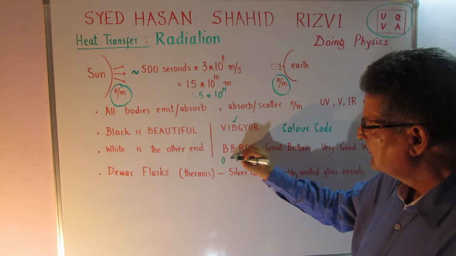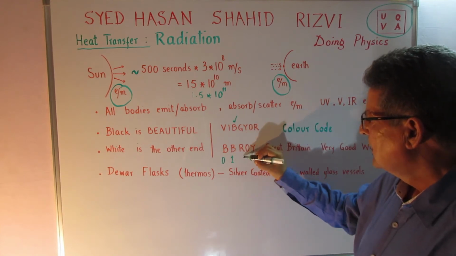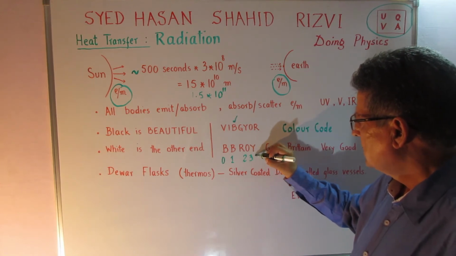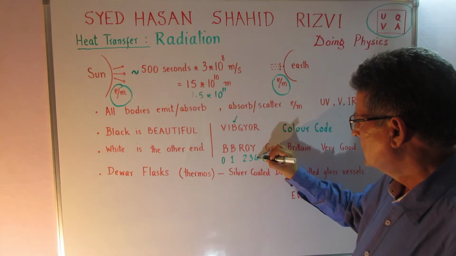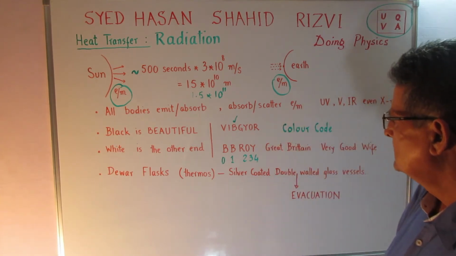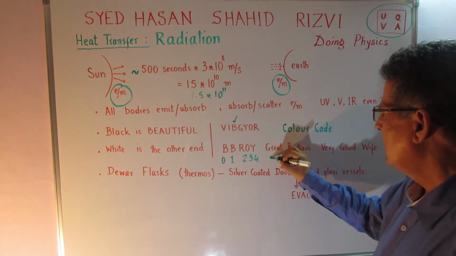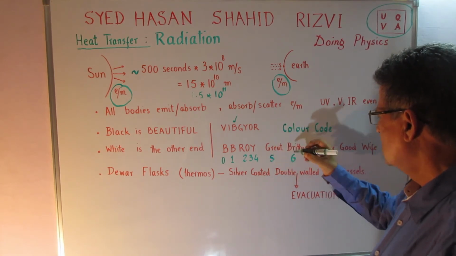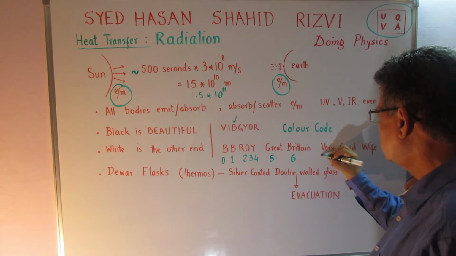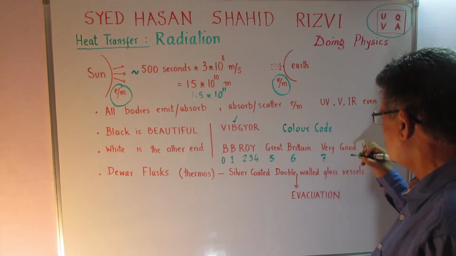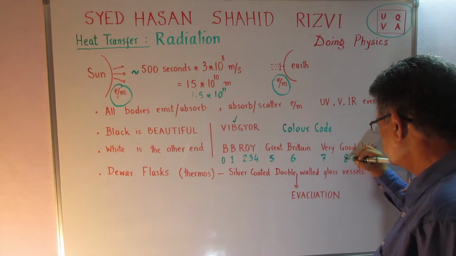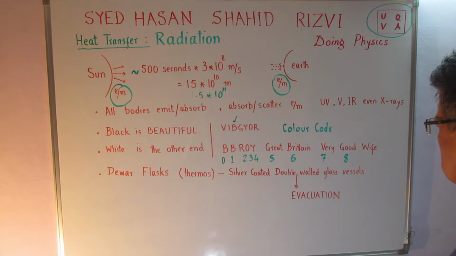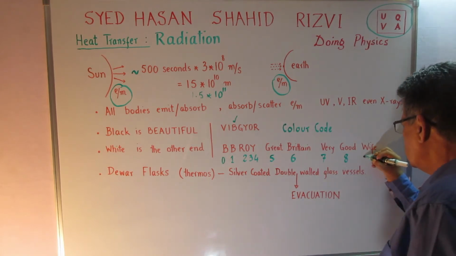There is no time now to mention how the color code is done, but the color code is black, brown, red, orange, yellow, then green, 5, 6, this is blue, 7, violet, 8 is grey, which is the closest color to white, and this is 9.